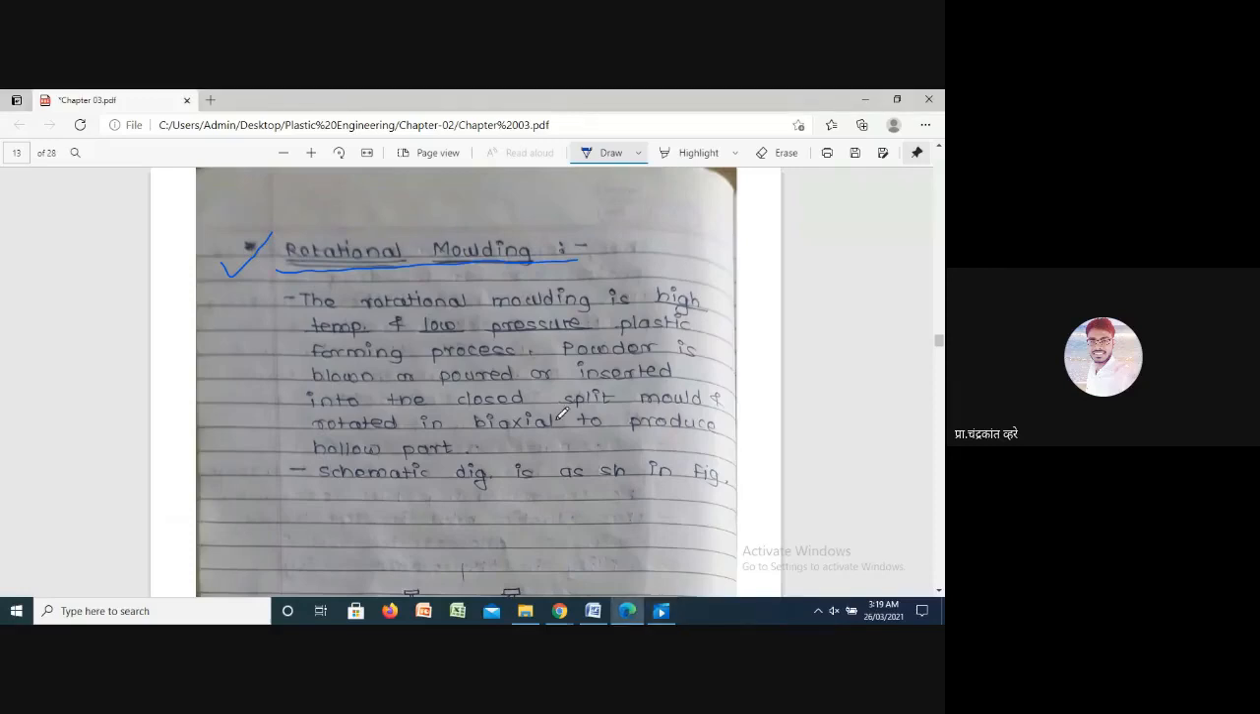Write on this. Rotational molding is a high temperature and low pressure plastic forming process. Powder is poured or inserted into the closed split mold and rotated biaxially to produce the hollow part.